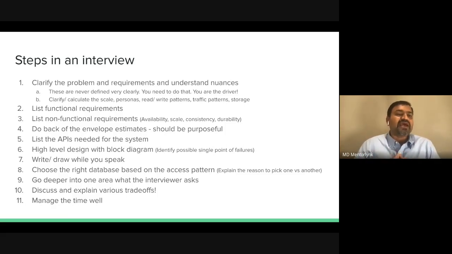So think about it: what's the purpose you're doing the calculation? People are not there to test your addition or multiplication or any such skill. So be purposeful about it.